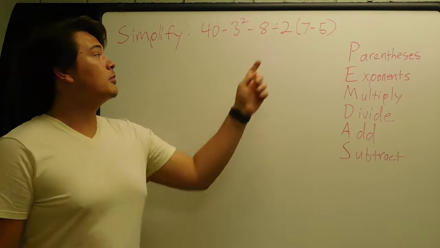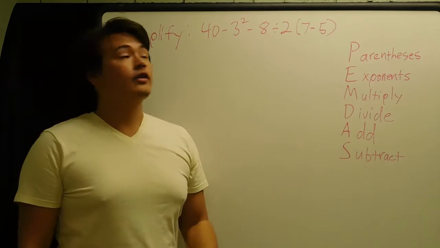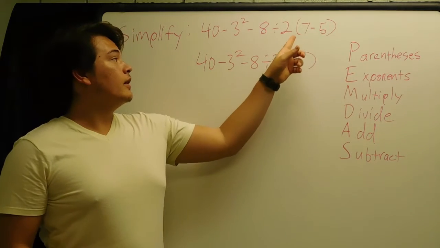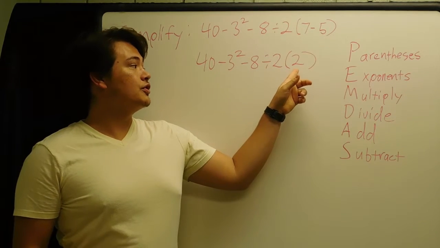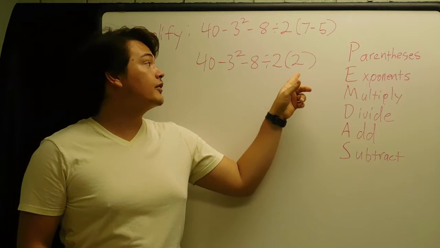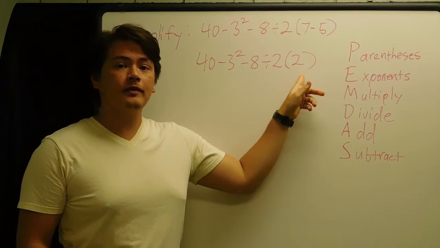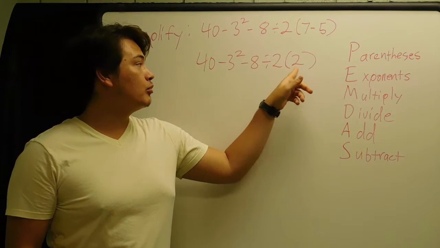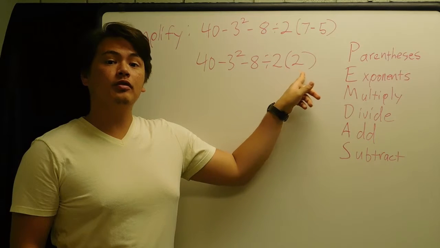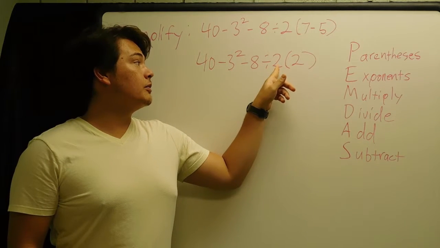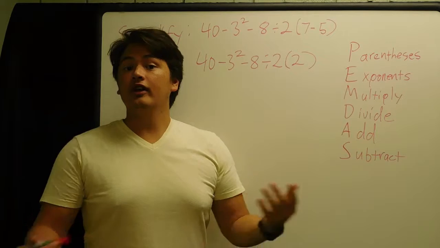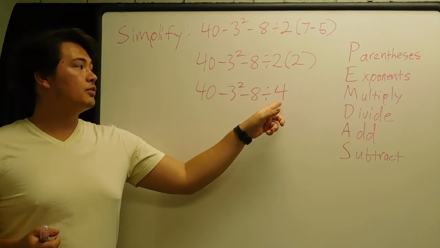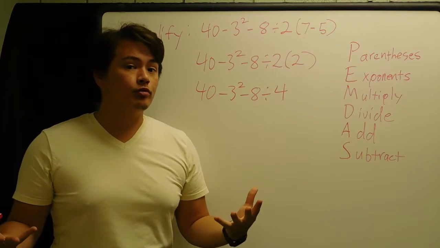So looking at this problem, let's look in here. 7 minus 5 is going to give me 2. So once we find that 7 minus 5 equals 2, we're going to try and get rid of these parentheses. Since there's nothing else we can do inside this parentheses, we're going to look to the outside. When you have a number on the outside of the parentheses, they are being multiplied together. So this is going to be 2 times 2, which is going to give us 4. So 2 times 2 equals 4, and now we have no more parentheses.